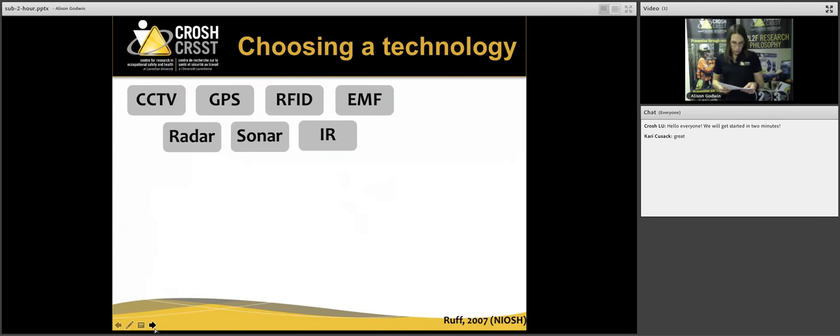So when it comes to choosing a technology, there are a variety that have been tested over the years. You can see them listed on the screen there. Obviously, some of them have downfalls depending on what environment you're in. So the closed-circuit television camera got a lot of criticism early on because the cameras would get dirty fairly quickly, especially in underground environments, but other industrial areas too. GPS obviously does not work underground. And then we're going to group the rest of those: the RFID, the EMF sources, the radar, the sonar, and the infrared have all been tested in a variety of situations.